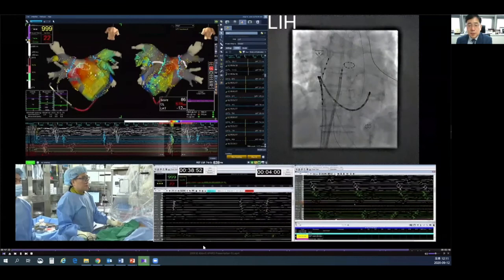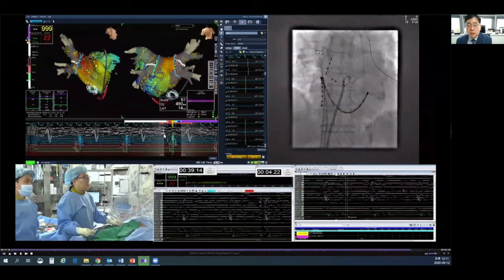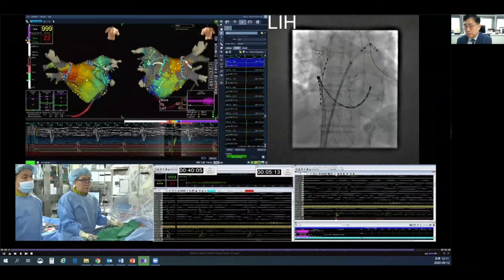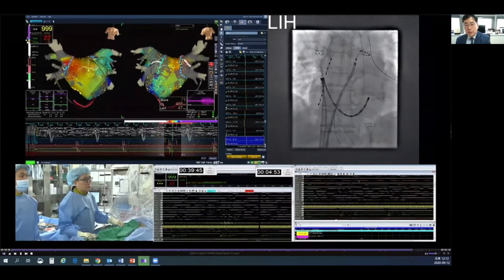The PVI isolation was successful by first pass isolation. And then check the post-ablation voltage map. Sometimes it is hard to differentiate the remaining far field appendage potential inside the pulmonary vein.